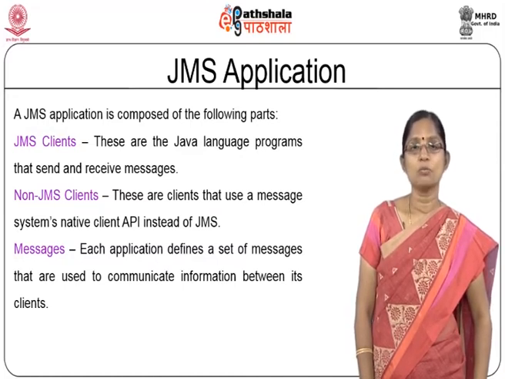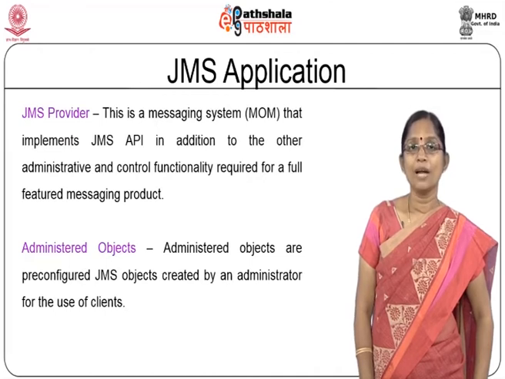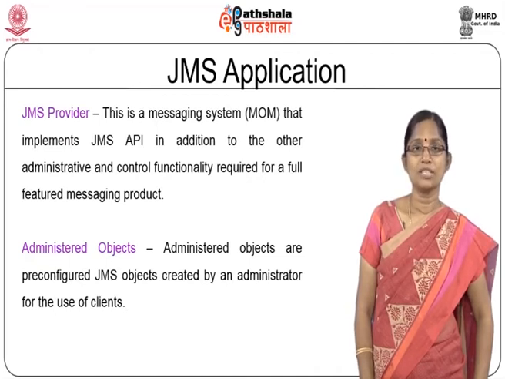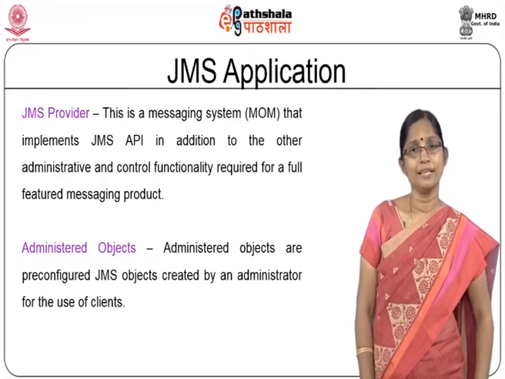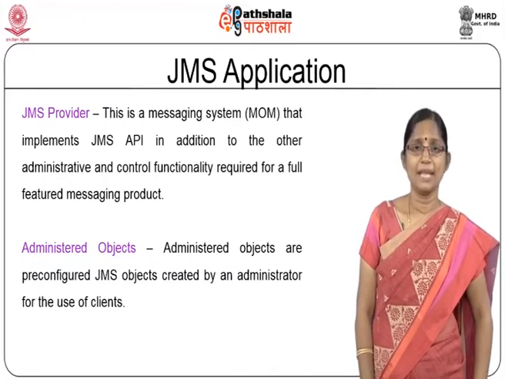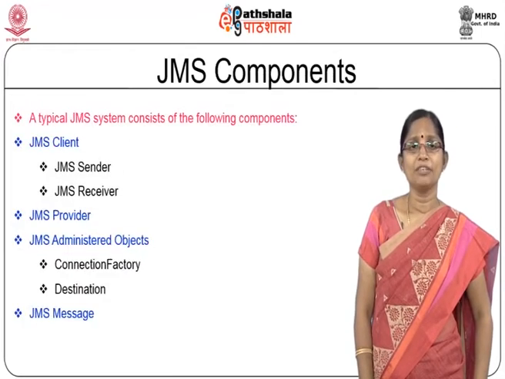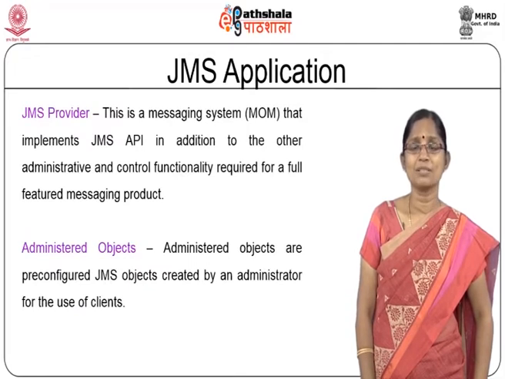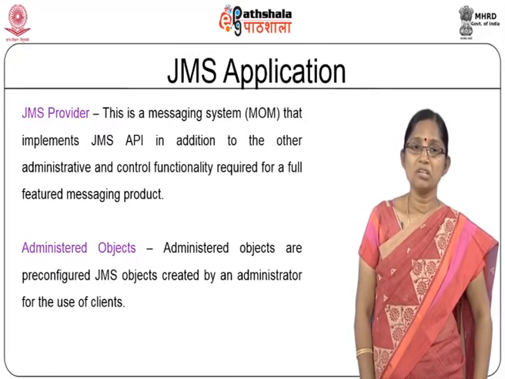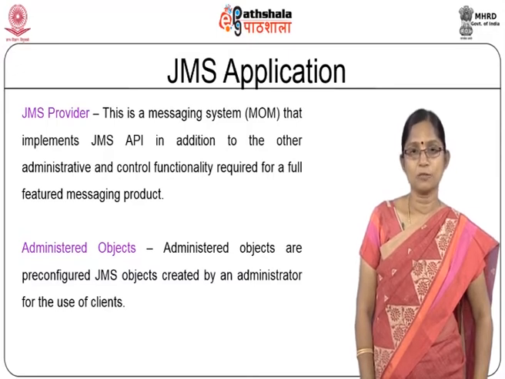Now, messages are what get communicated between the publishers and subscribers. Each application defines a set of messages, and these are used to communicate information between the clients. Then there is the provider and the consumer. First, let us look at the JMS provider. The provider is a messaging system. It implements the JMS API in addition to other administrative and control functionality. Apart from the JMS provider, we have administered objects also. Administered objects are pre-configured JMS objects. These are created by the administrator for the use of clients.